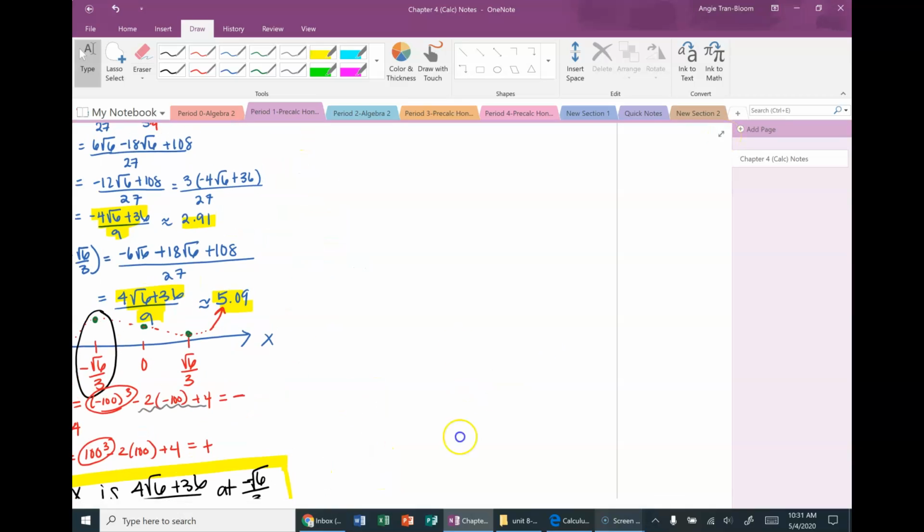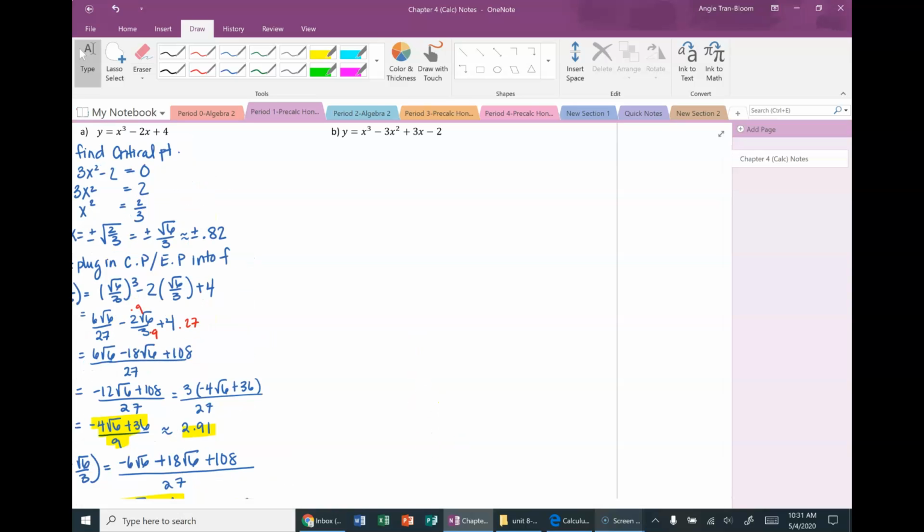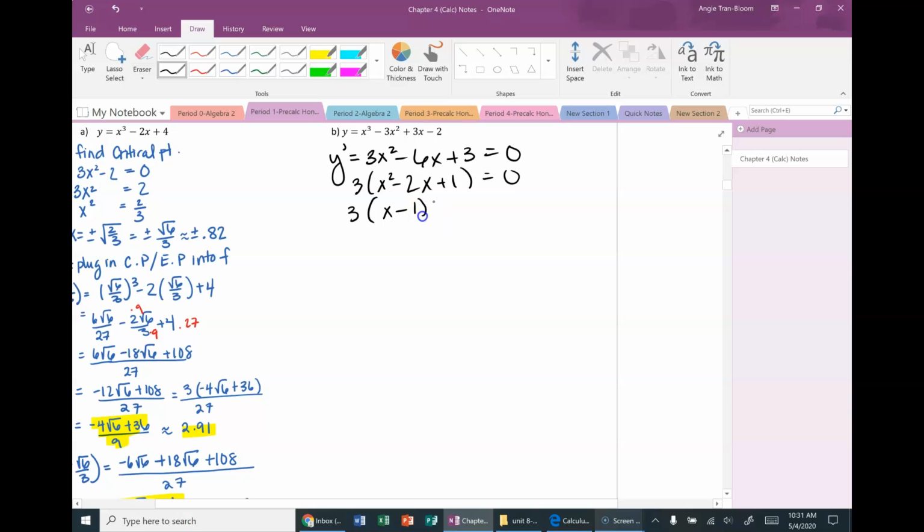Let's try example B. Similarly, I'm no longer writing out the steps for you. I'm just going to work it through. First things first is find the critical point by finding the derivative and setting it equal to 0. Factor out your 3, so that's x squared minus 2x plus 1 equals 0. Try to see if you can solve by factoring, and your two factors are identical. So as you can see, there's only one x value for your critical point.